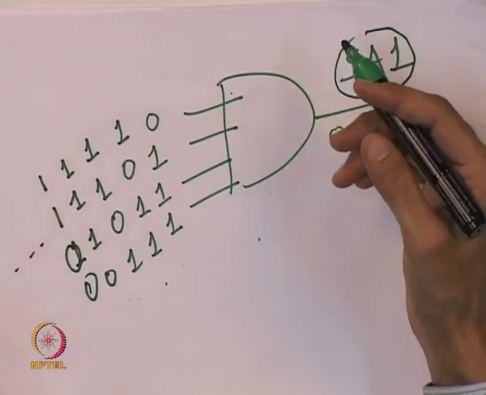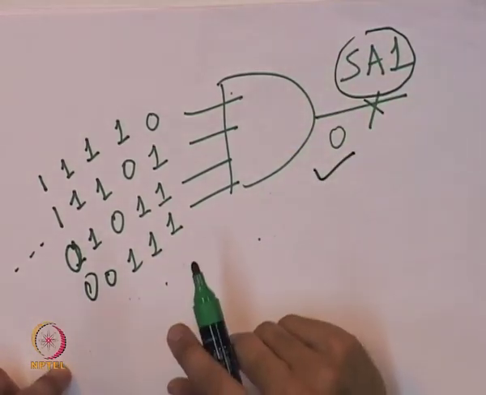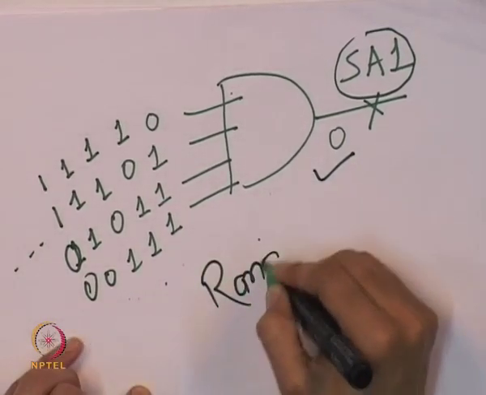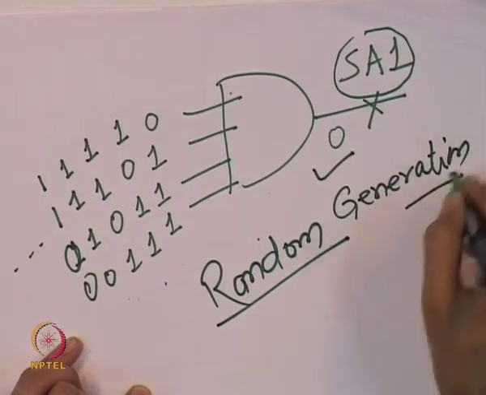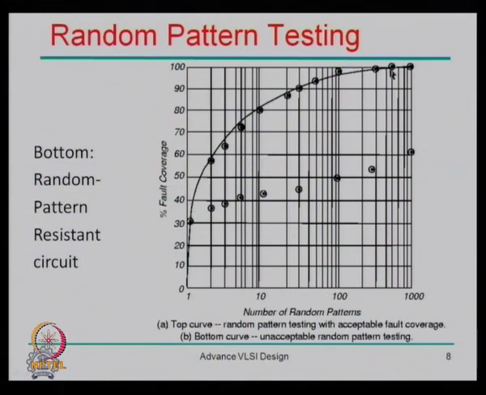So that means if I generate patterns randomly, I am likely to detect this particular fault. So random generation could be one of the approaches, and if you look at the fault coverage, you may get a curve like this. Very quickly you may get good coverage, but after that the coverage starts to become saturated. For many of the circuits, the curve goes like this, and which is admissible. For this particular circuit, 100 patterns can give you about 99.9% fault coverage, whereas if you want to achieve 100%, you may need to apply 1000 patterns.